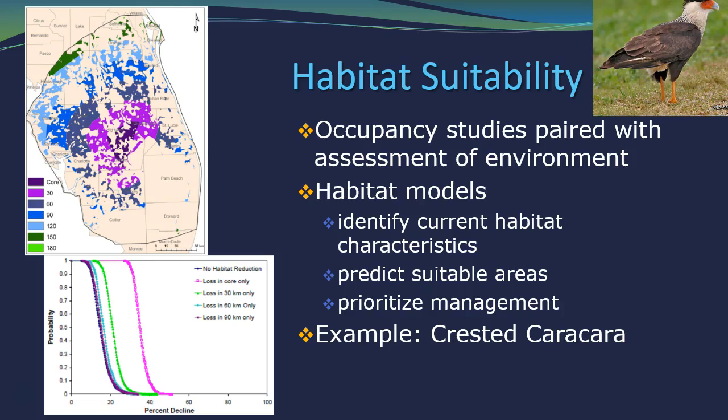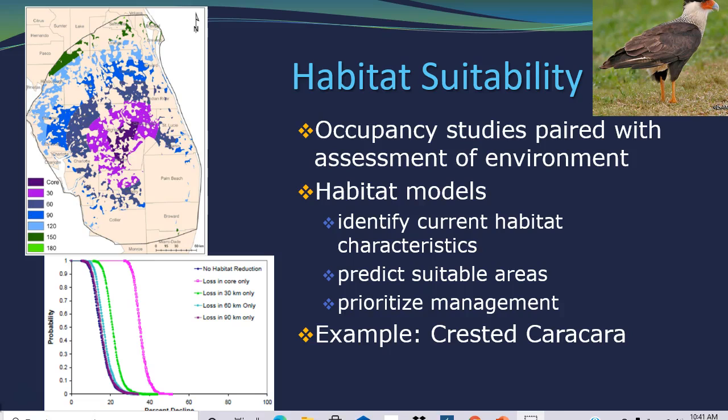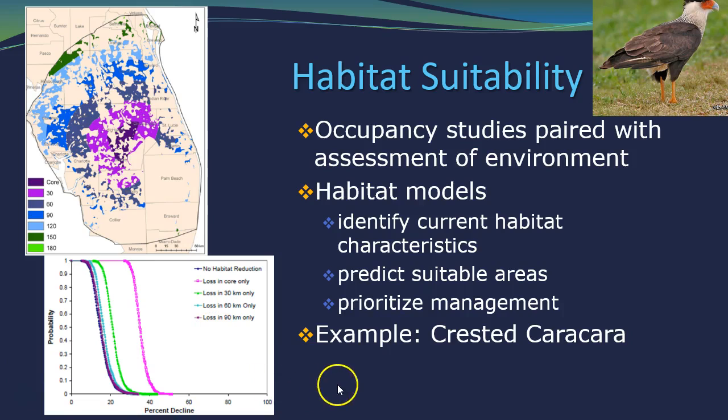And so if we have loss of habitat in the core area only, we're going to have the highest probability of the highest percent decline in the population. Whereas if there's no habitat reduction, that's that blue line pushed back further, to have a lower percent decline in the population, as long as the population still has that habitat that they currently have. So linking these two items together is something that you'll see we talked about later with the population viability analysis part of today's lecture.